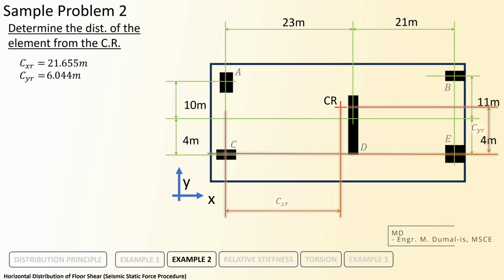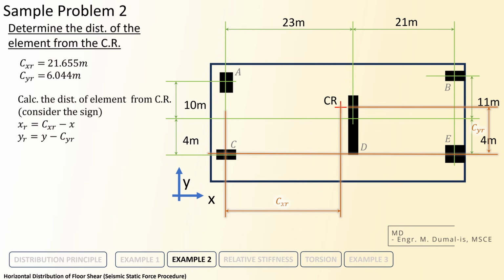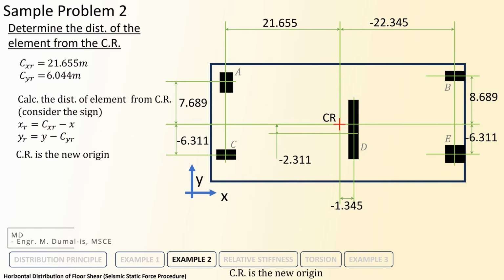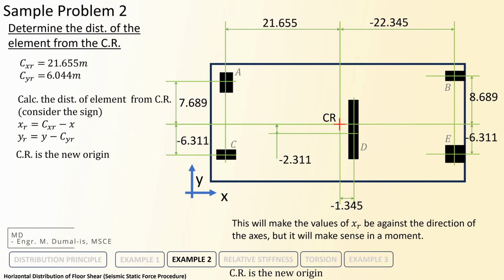Once we've determined the center of rigidity, we shift our coordinate origin. For each element, subtract the center of rigidity's coordinates from the element's coordinates to obtain the distances x,r and y,r, which represent how far each element is from the center of rigidity. Note that the formulas for xr and yr are oriented in opposite directions, so the xr values may appear reversed relative to the standard coordinate system. This setup is intentional and will be advantageous for later calculations.